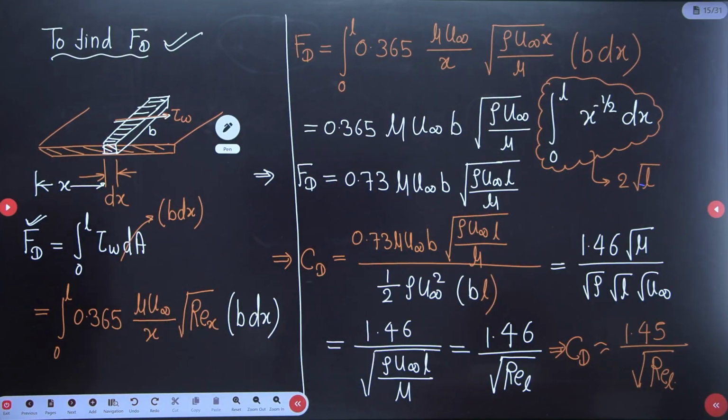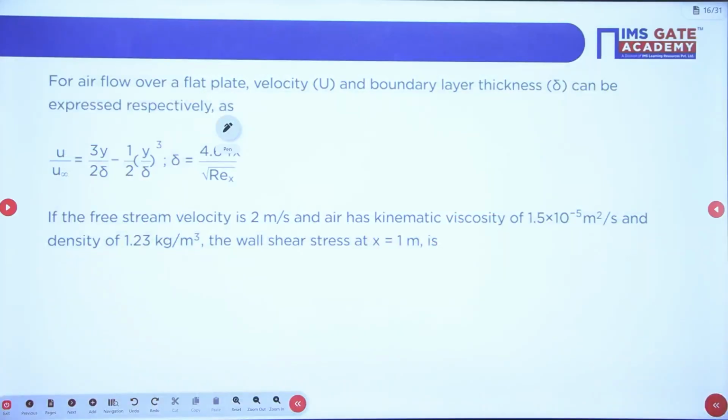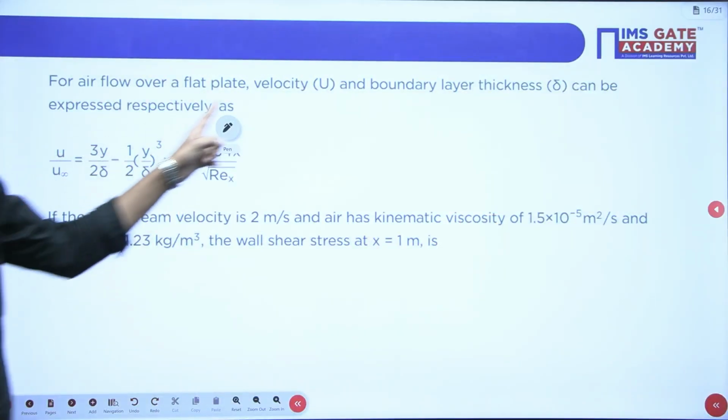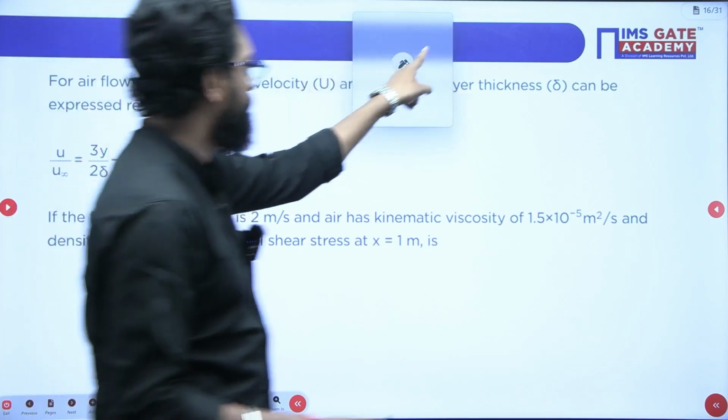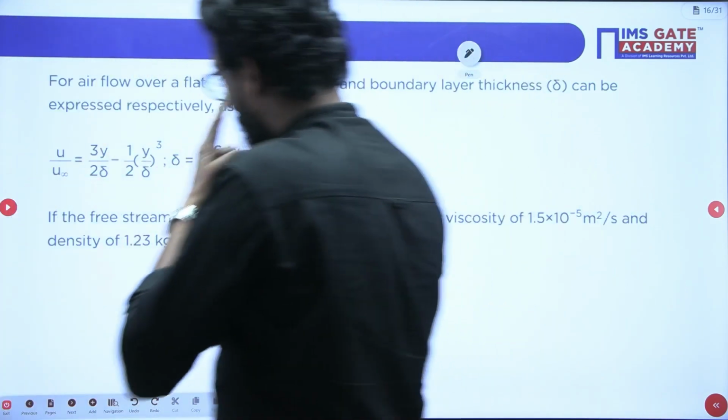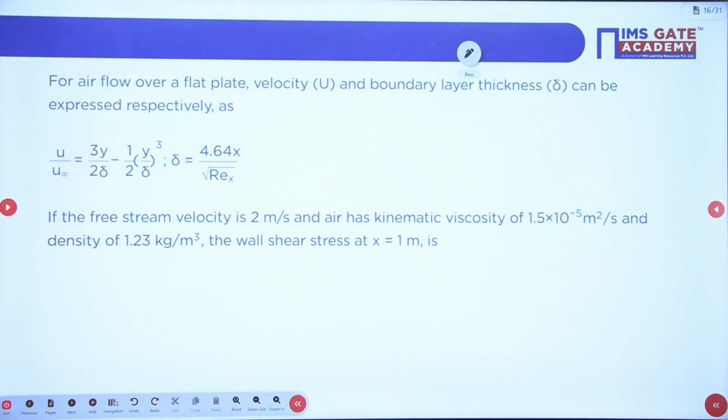Now once you have got this von Karman integral equation, we have to solve another problem, which is like that. See, this is your question. Flow over a flat plate of a velocity. This velocity profile is given. Yes or not? This velocity profile is given. We'll solve this question first, beta.